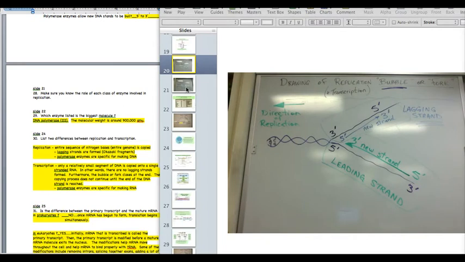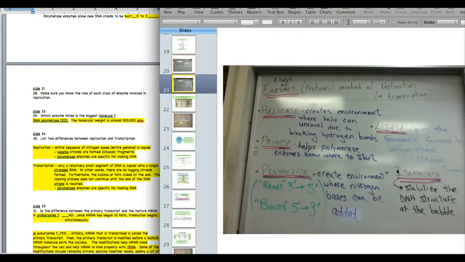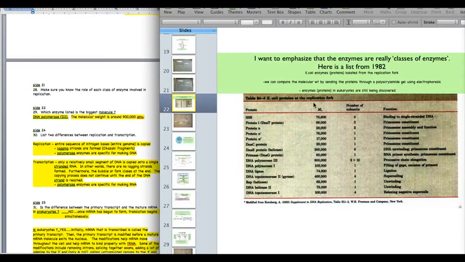And then, yeah, we also asked you to understand the different enzymes that are involved. And really, once again, just think of them as classes of enzymes: helicase, primase, polymerases, ligases, isomerases, or a lot of times they're called topo or topoisomerases.